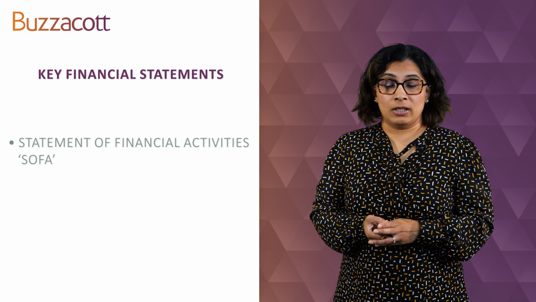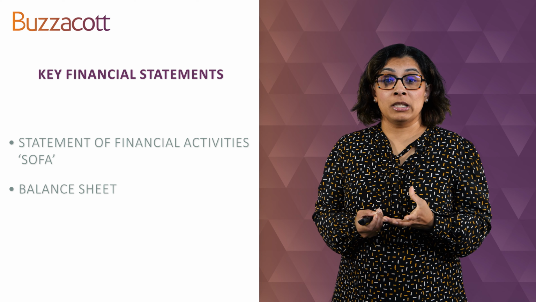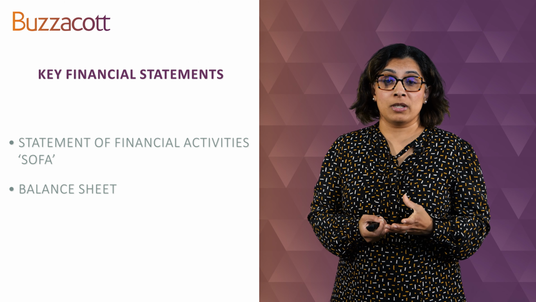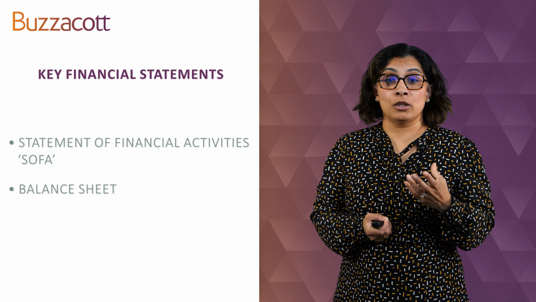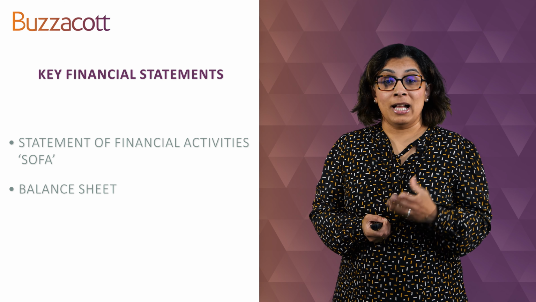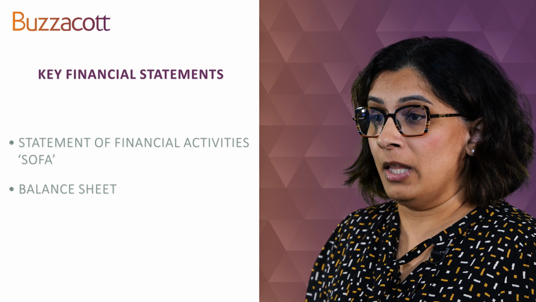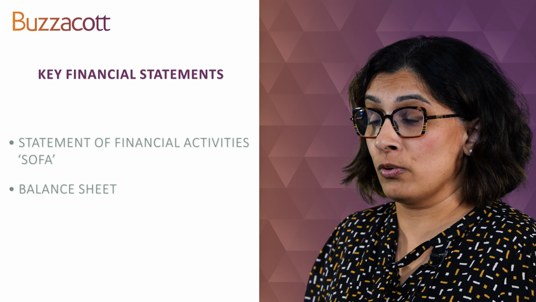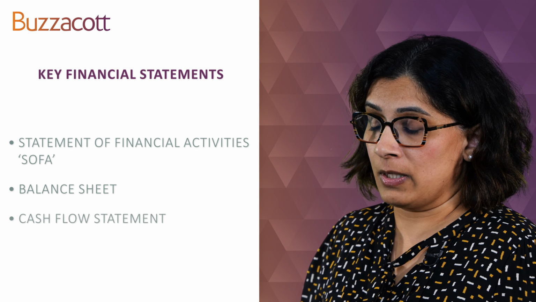After the income and expenditure statement, you have the balance sheet, and the balance sheet really is a snapshot. It summarises where you are in terms of your funds, your reserves, your assets and liabilities as at your year-end date. And then followed by that, for some charities, although not all, there will be a cash flow statement.